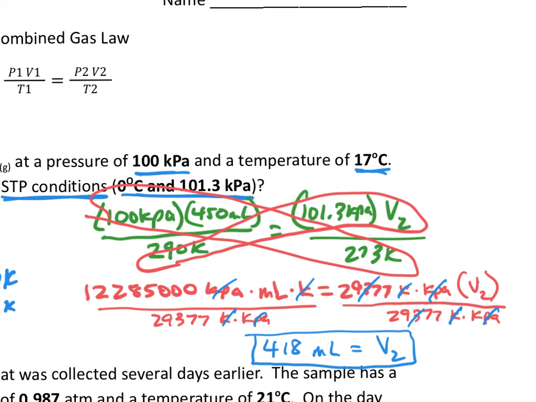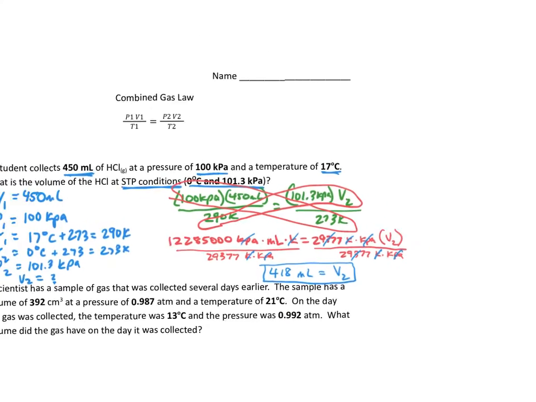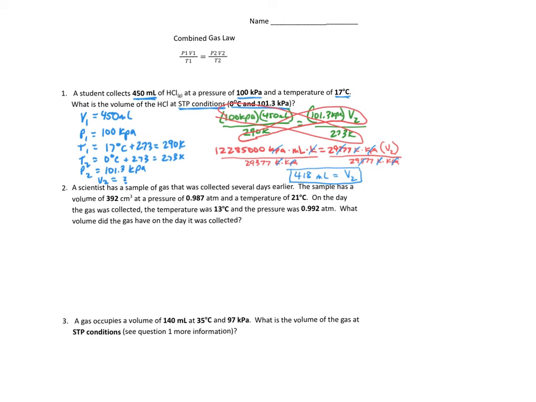Okay, so hopefully that's helpful in doing the problem. Hopefully you can do the rest on your own. One quick little piece of advice: when you get down here to number 3, it says STP conditions. Remember, we're using those STP conditions, 0 and 101.3, just like we did in question 1. So hopefully that's helpful, and talk to your instructor if you need a little bit more help.